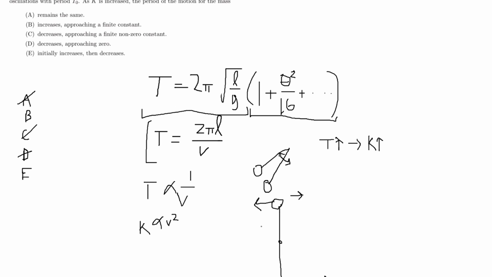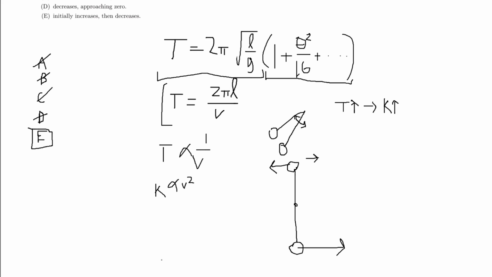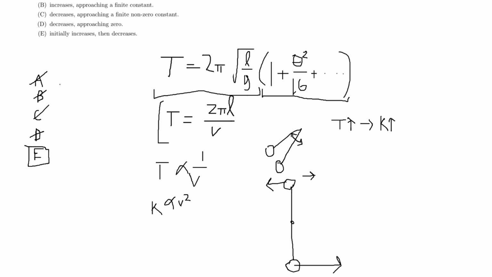That must mean it doesn't keep increasing as you go on, meaning that it's E. It initially increases, and then it begins to decrease again. So yeah, that shows us that the period first starts increasing and then decreasing.